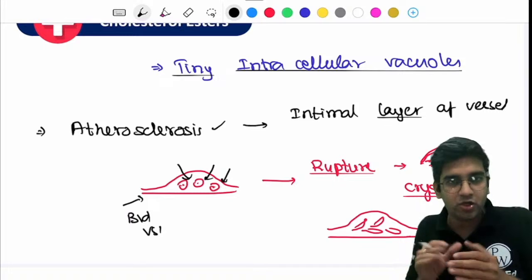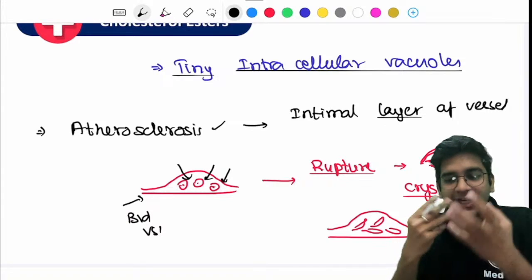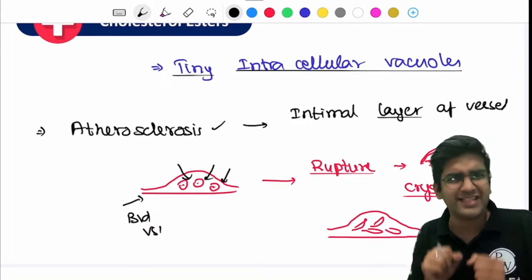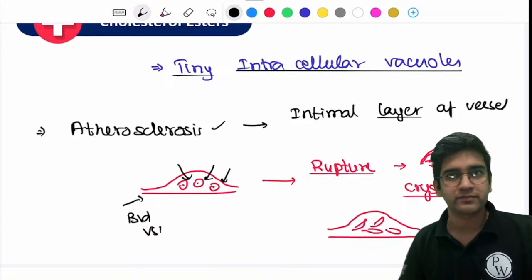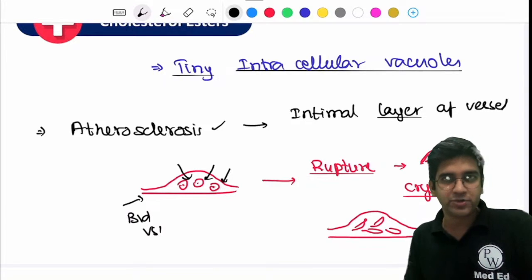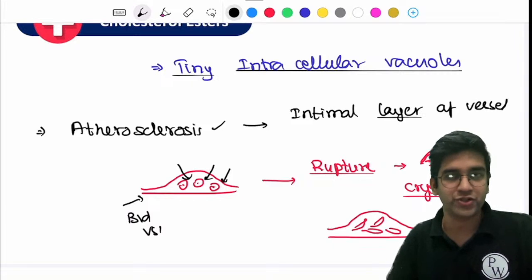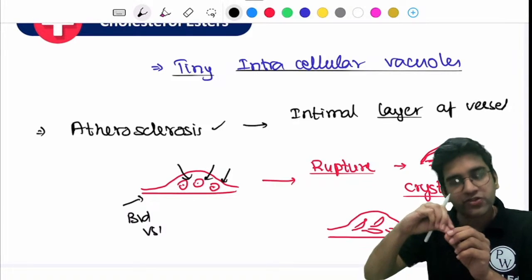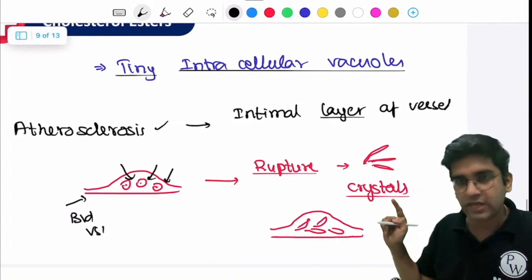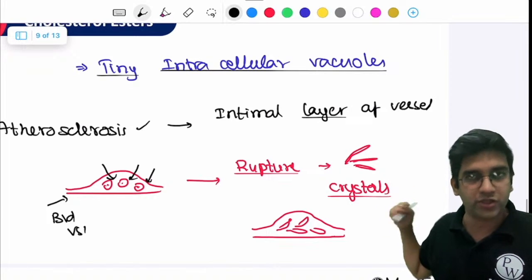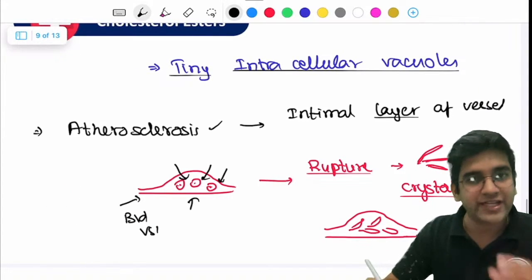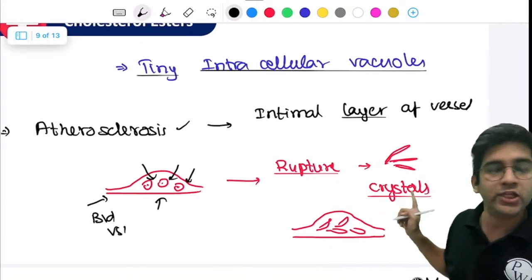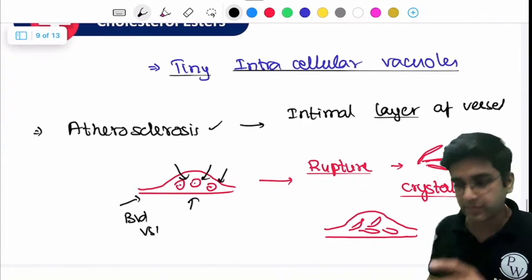I'm having a cell or a macrophage which is eating all the excess cholesterol. Is there a possibility the macrophage can rupture? It can rupture for sure, right? If it ruptures, the cholesterol comes outside and forms crystals of cholesterol. So in atherosclerosis, either you can see cholesterol inside a cell or you can see cholesterol in the form of crystals. Both of them can be seen.